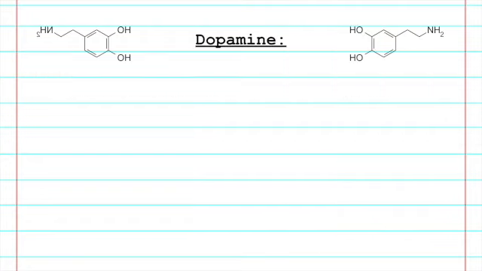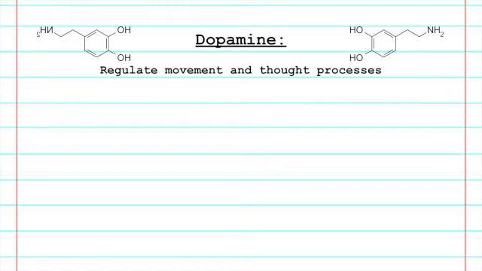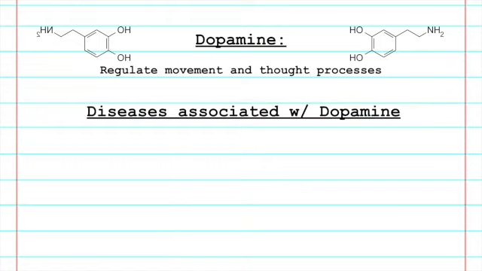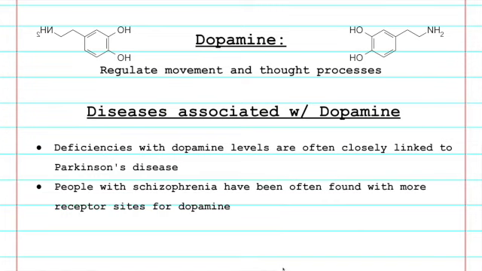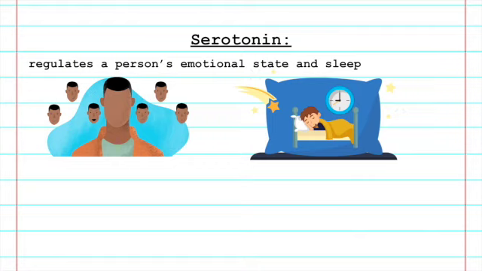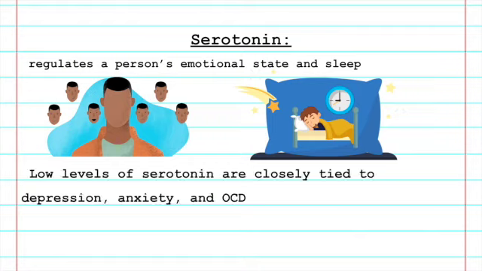Next is dopamine. Dopamine helps regulate movement and thought processes. Deficiencies of dopamine levels are often closely linked to Parkinson's disease. People with schizophrenia have often been found with more receptor sites for dopamine. Serotonin is a neurotransmitter that regulates a person's emotional state and sleep. Low levels of serotonin are closely tied to depression, anxiety, and OCD.